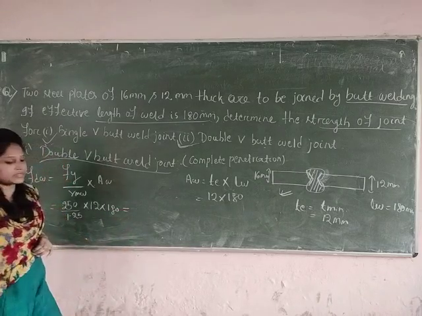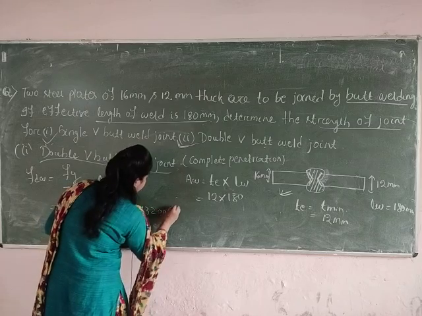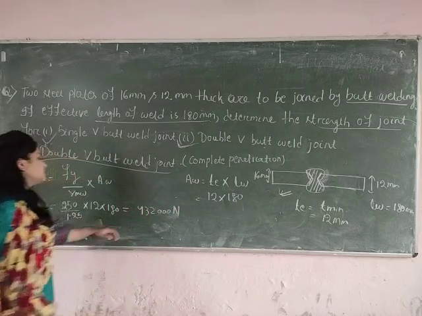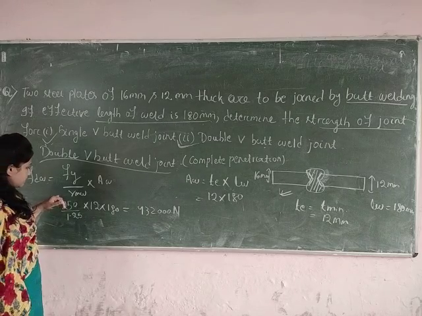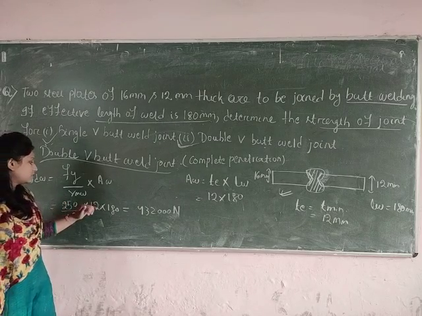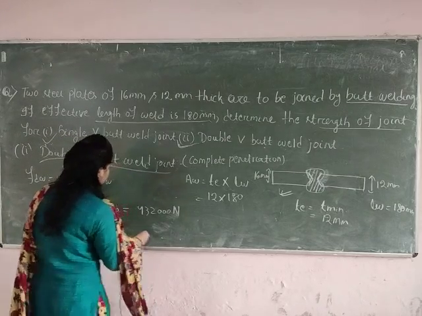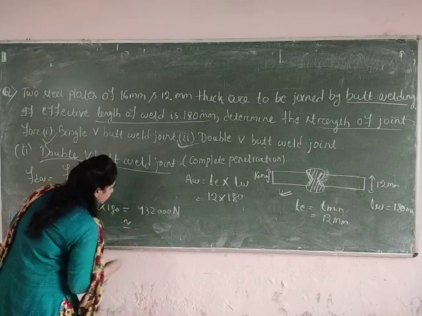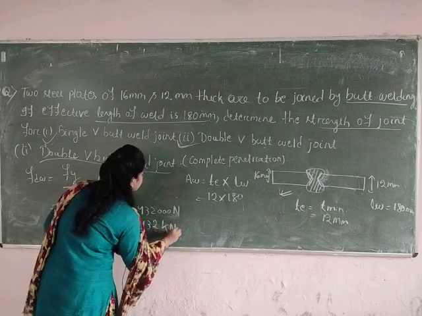And this value is coming around 432,000 Newton. This value also will come in Newton, as the yield stress is in Newton per mm square and the thickness and the length of weld are also in mm. Then write this value in kilonewton, that is 432 kilonewton.